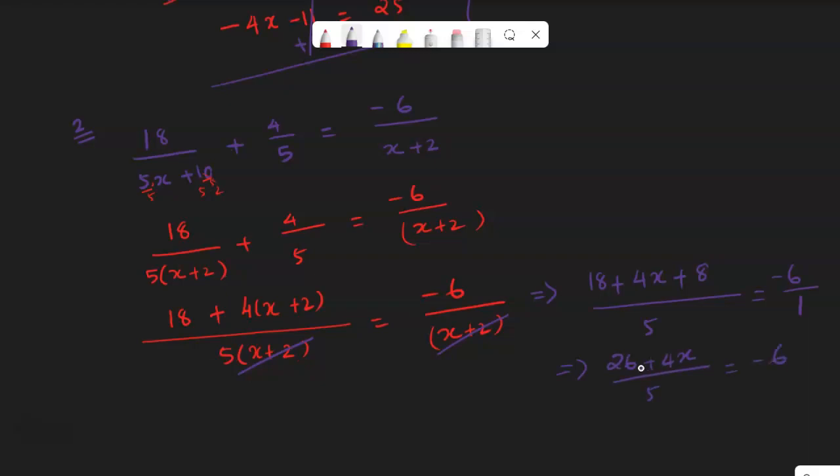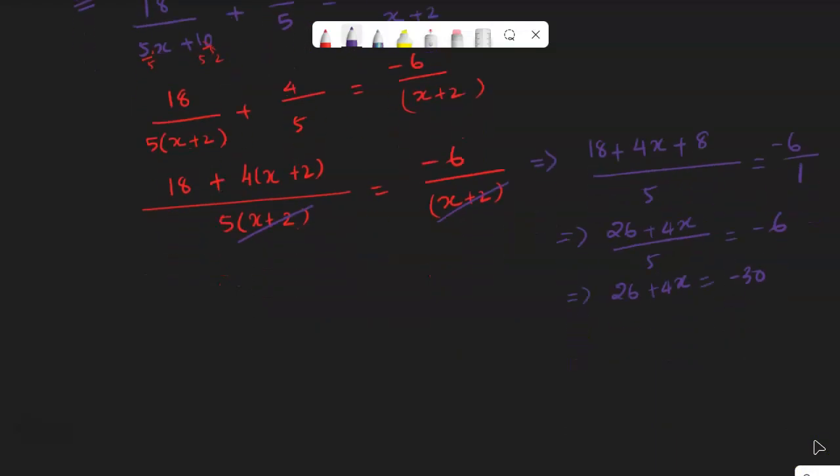So this is 26 plus 4x equal to negative 30. We are actually looking for the solution of x, that means the value of x that will satisfy this problem. Take this 26 off, so negative 26 cancelled out. So this is 4x equal to negative 56.